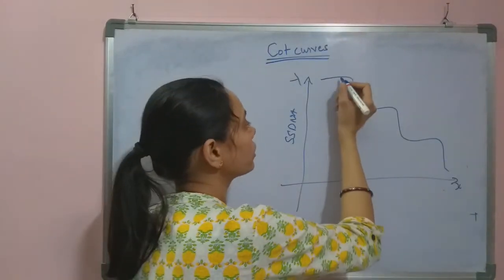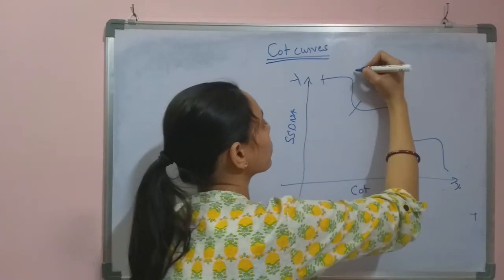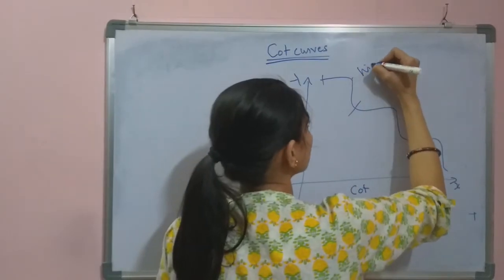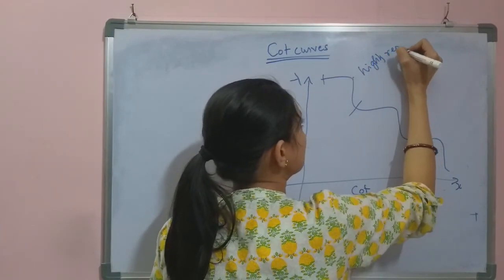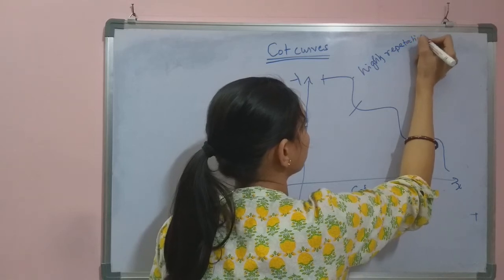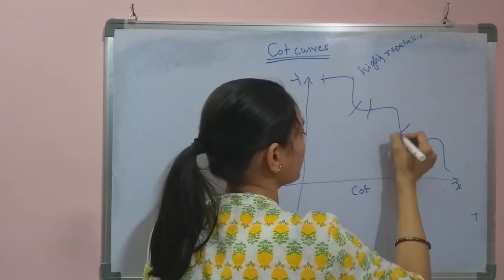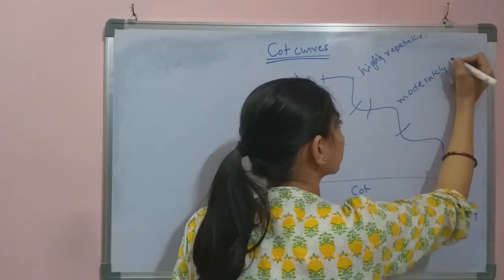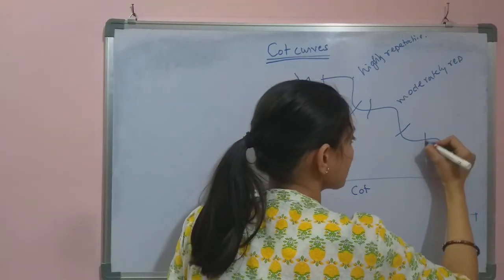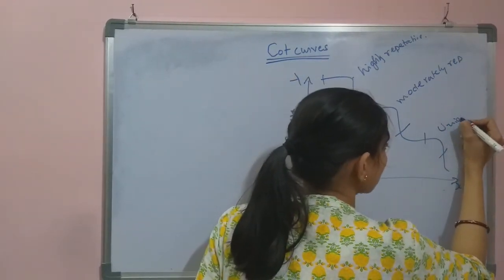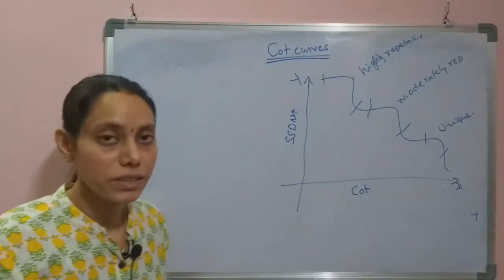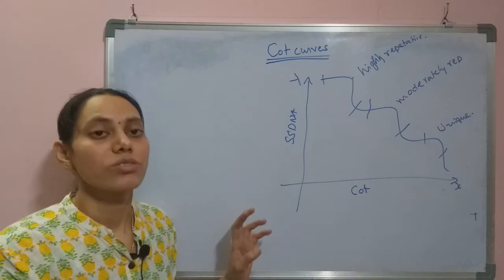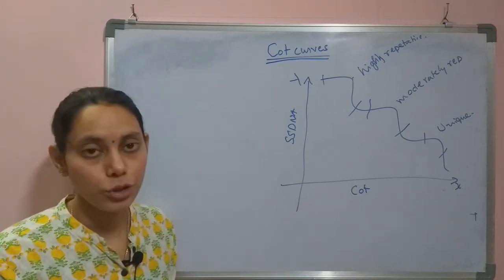And here, this peak indicates the highly repeating sequences. And this peak indicates the moderately repeating sequences, and this indicates the unique sequences, as we already discussed in the previous video. So the cot curves are dependent on the complexity of the genome of an organism.